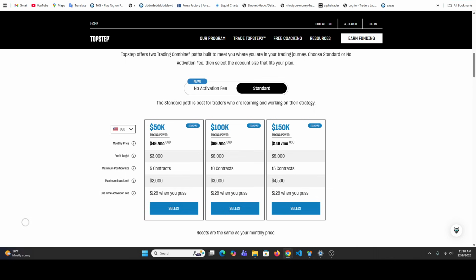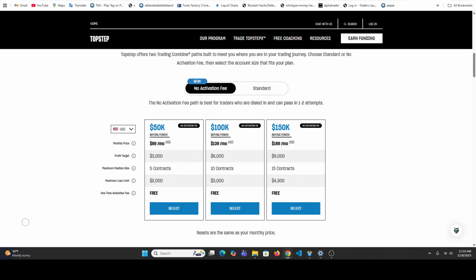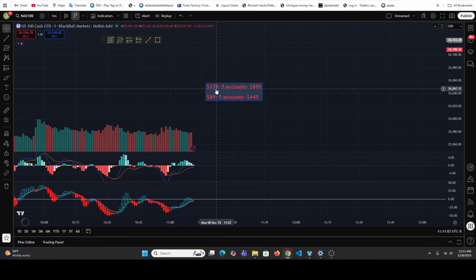So if you were to have bought an account for $49 and then pay the $129 every single time you passed for 5 accounts, let's look at the math for this. So with the no activation fee, it's just $89 all in. So I've written this out. $49 plus the $129 is going to give you $178 all in fee. With 5 accounts, that's giving you a total of $890.